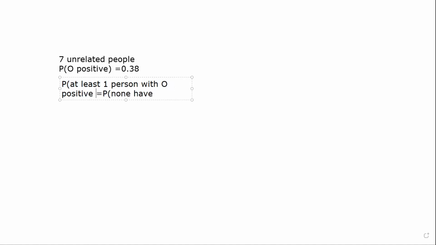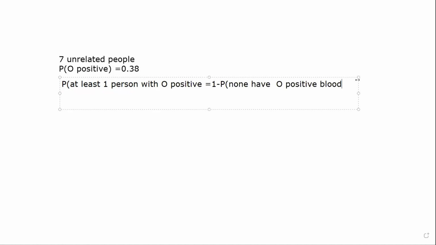Equals, and it should be actually equals here. Oops. I need to make a space in there. There we go. One minus the probability that none have O positive blood. So here we are. Okay.